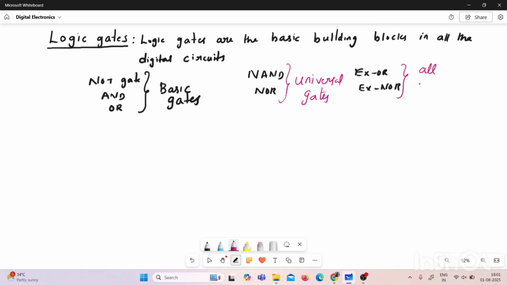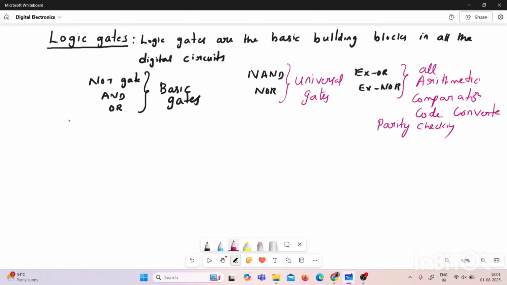the arithmetic circuits. In all arithmetic circuits, in addition to the arithmetic circuits, we can take comparators and code converters, and mainly XOR is used in parity checking. That means in the digital communication subject we will use XOR for parity checking.